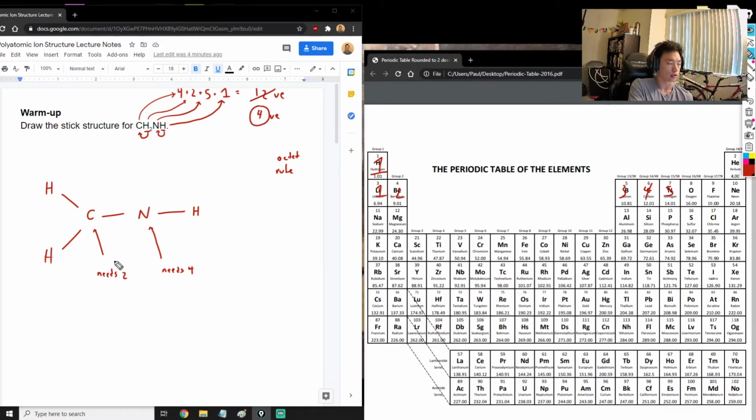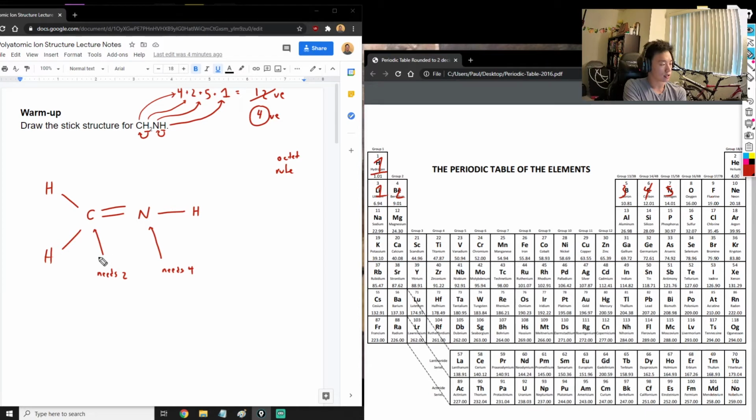Alright, so that means that carbon needs 2 more, and nitrogen needs 4 more, but we only have 4 valence electrons to work with. So what we cannot do is just put the 4 electrons we have left on one of the atoms, because then we won't have any electrons to work with. So here we're going to have to work with a double bond. So since they both need electrons, one thing we can do is just make a double bond like this.